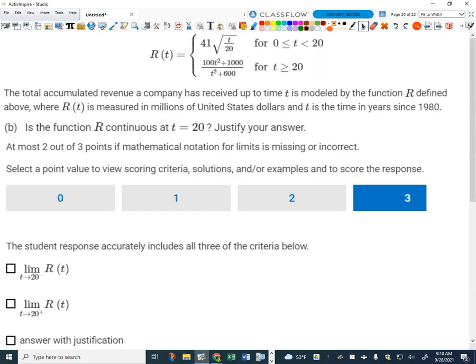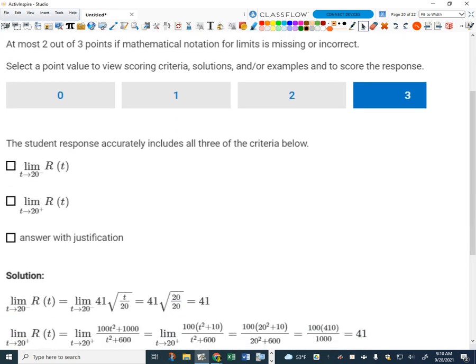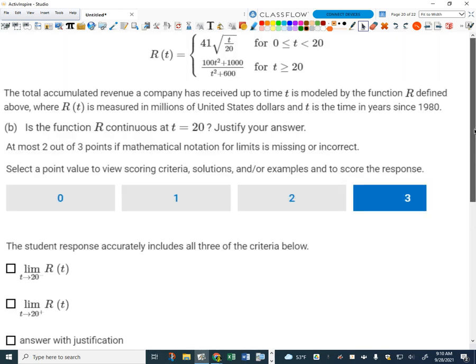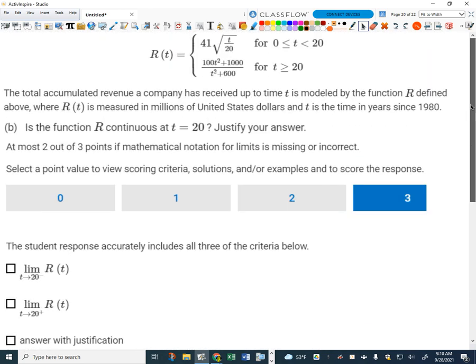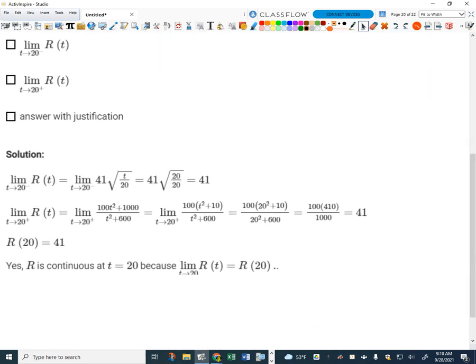Part B. Is the revenue function continuous at 20? Well, this is just another limit question, isn't it? We're going to take a limit from the left, a limit from the right, and the value of the function is determined by the bottom piece. So we have to show both of those one-sided limits and then justify the answer. The limit from the left would be the top piece. The limit from the right would be the bottom piece.